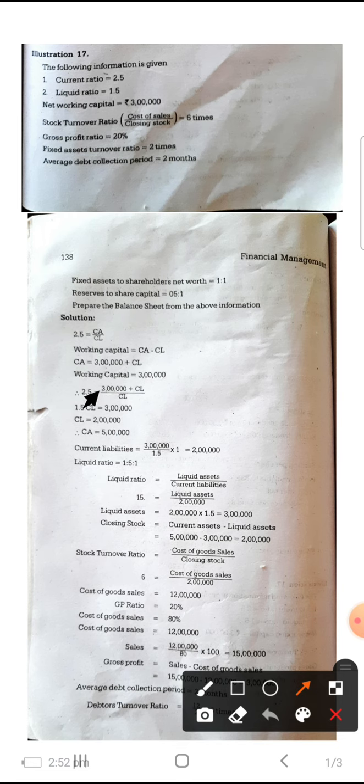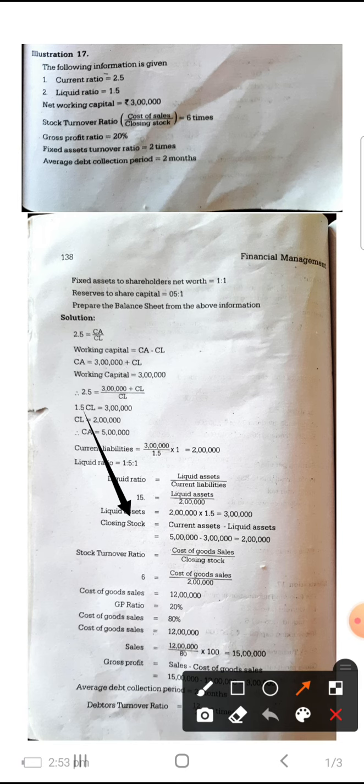Okay, so current asset is equal to 3 lakh plus current liability, because they have given net working capital as 3 lakh. So if you bring this side, it becomes 3 lakh. So working capital is 3 lakh. Now if you cross multiply, you will get 1.5 CL equal to 3 lakh. So CL is equal to 3 lakh divided by 1.5, you will get 2 lakh. Then CA is equal to 3 lakh plus 2 lakh, it is 5 lakh. So current liability is nothing but 3 lakh divided by 1.5, so you will get 2 lakh.